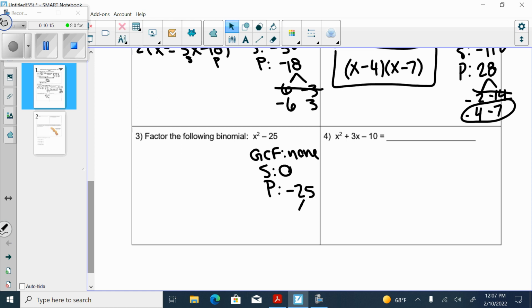Okay. So now I'm going to ask myself, what could multiply to give me negative 25 and add to give me 0? Positive 5 times a negative 5 would give me negative 25, and 5 plus negative 5 is going to give us 0. Okay. So there was no GCF, so nothing in front of my parentheses. I put x, and the first number we picked was positive 5, and then x, and the second number we picked, which was negative 5.